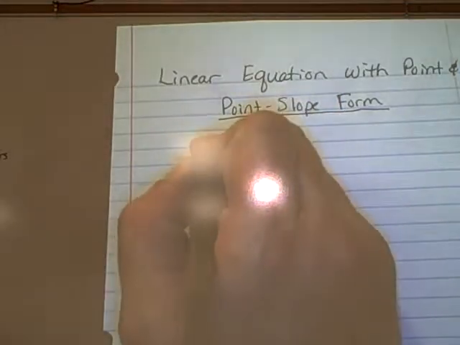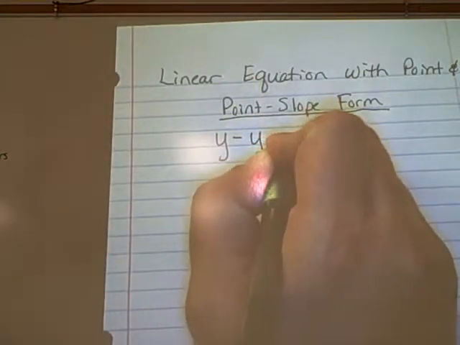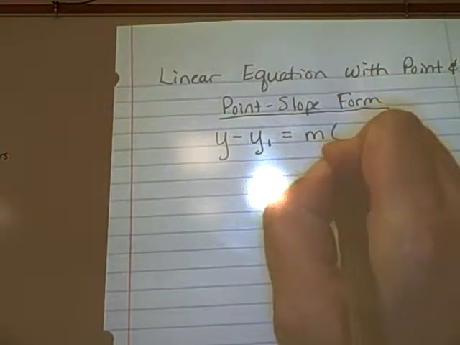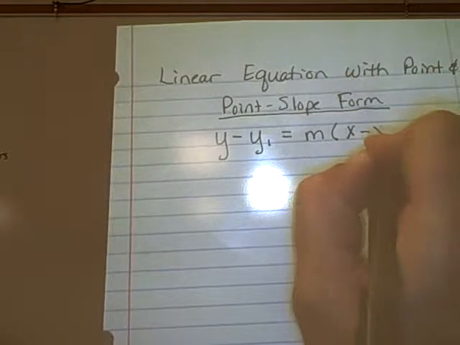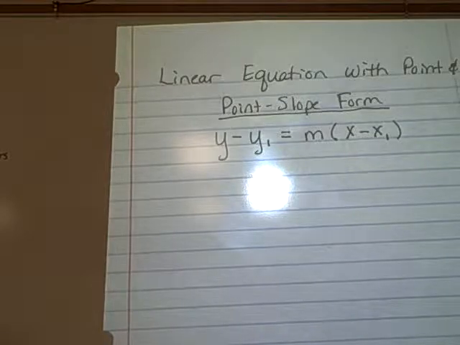And here's what point slope form looks like. Y minus y1 equals m parentheses x minus x1. And it looks really weird, I know, but I promise it's easy. Y minus y1 equals m parentheses x minus x1.